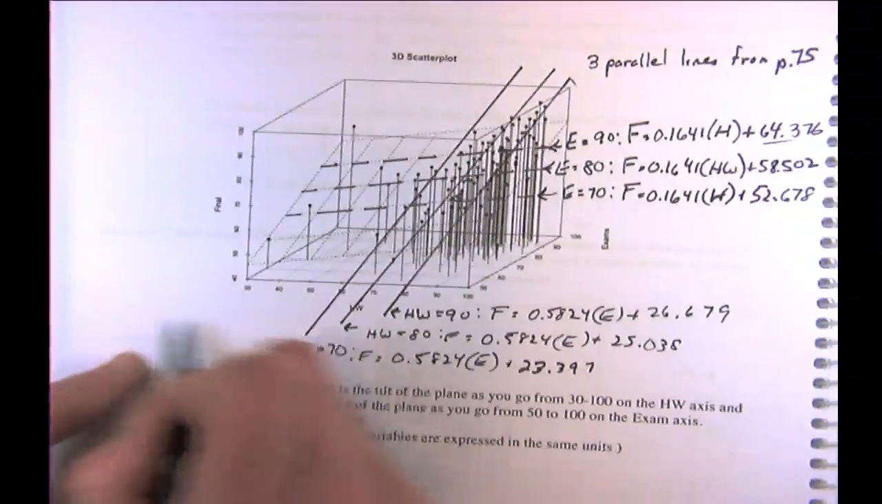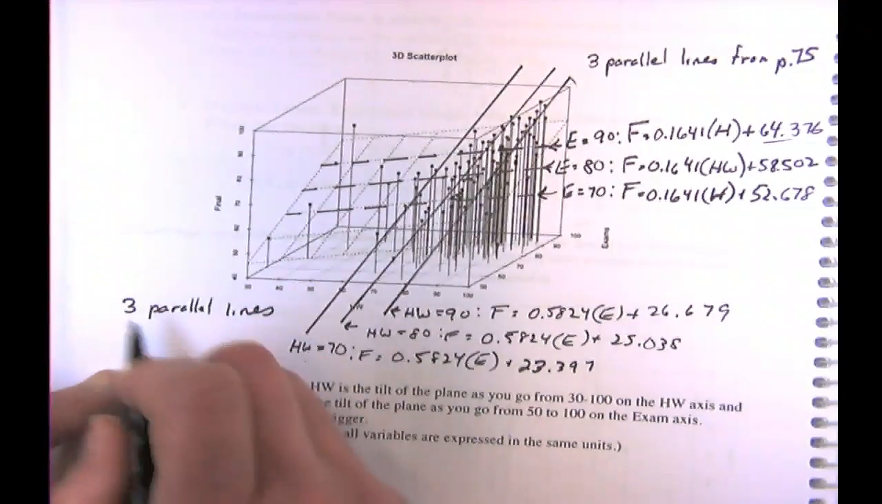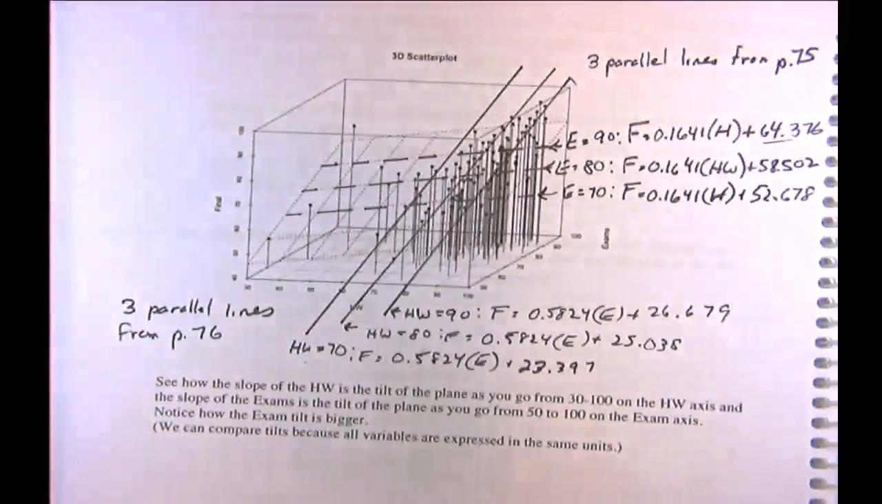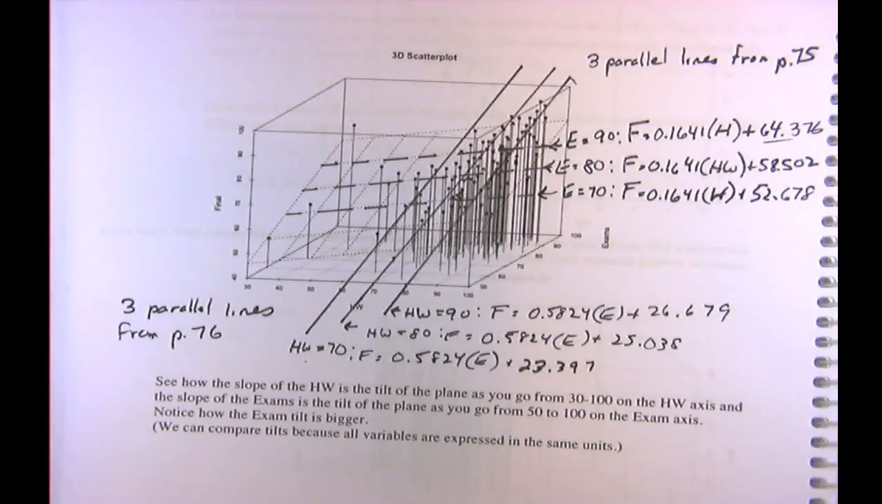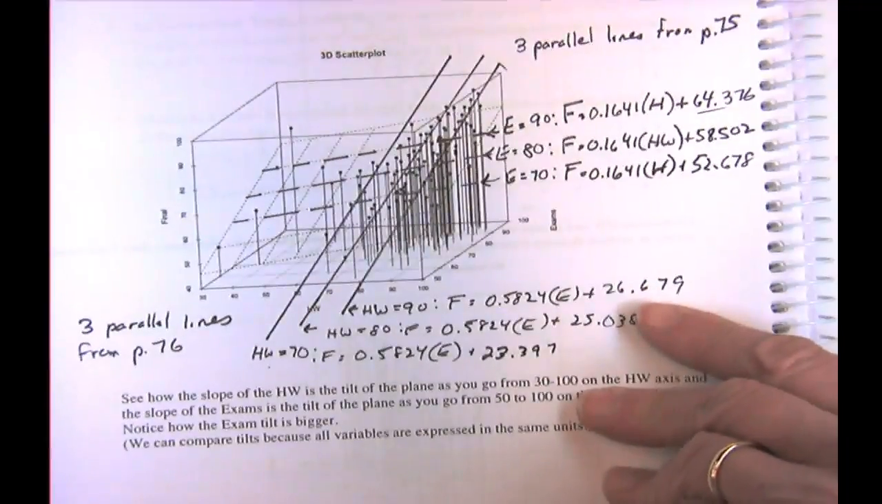All right? So these are the three parallel slopes. These are the three parallel lines from page 76. All right, so can we move on, or questions on this? All right, so now you can see where they fit in 3D space.